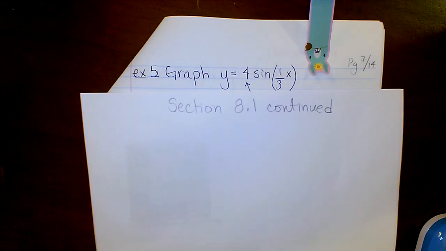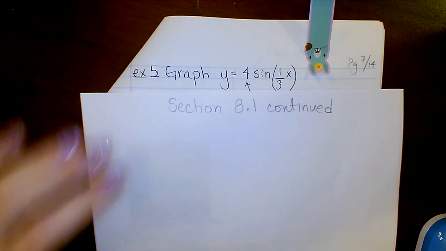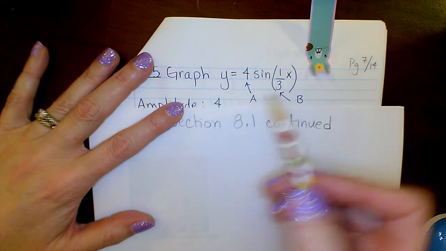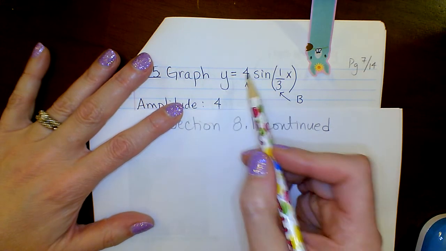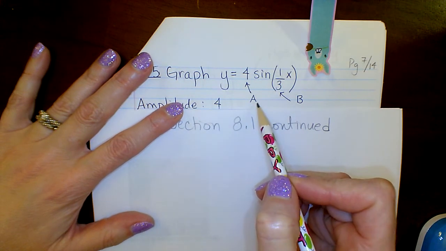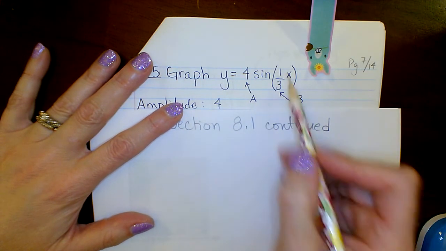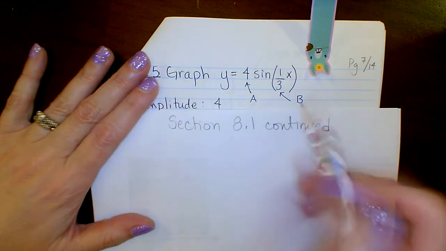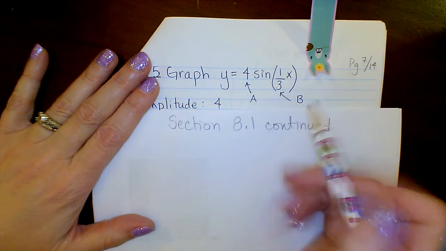Okay, so this is the continuation of section 8.1 on graphing sine and cosine graphs. So let's do another example here. Now, we know that from the standard form, this 4 is my A, which adjusts the amplitude, and my value of B is this coefficient of x right here. It's that 1/3. That's going to adjust my period.